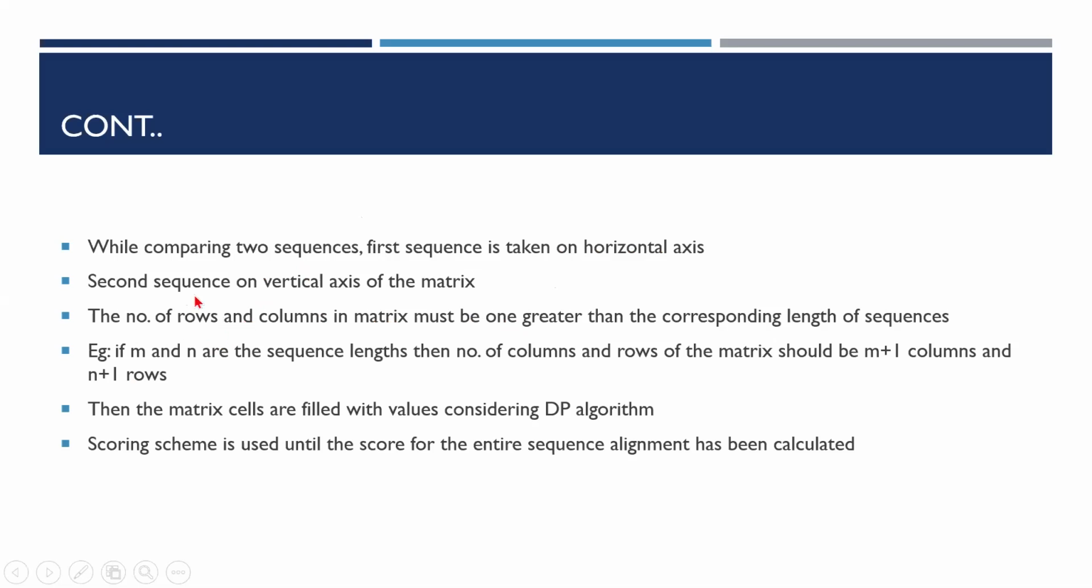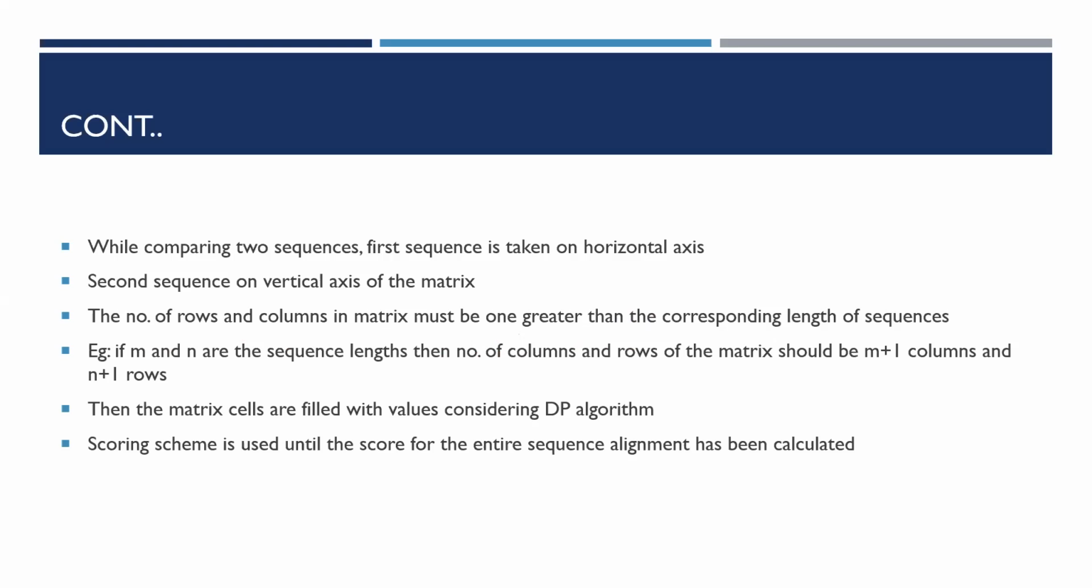That depends upon the length of the sequences that are involved in the alignment, that is, the number of rows and columns of the matrix. So the number of rows and columns in the matrix must be one greater than the corresponding length of the sequences. Here I missed out to write one, so I have written 1.